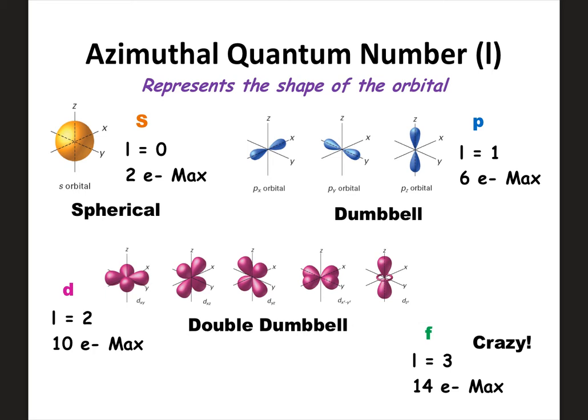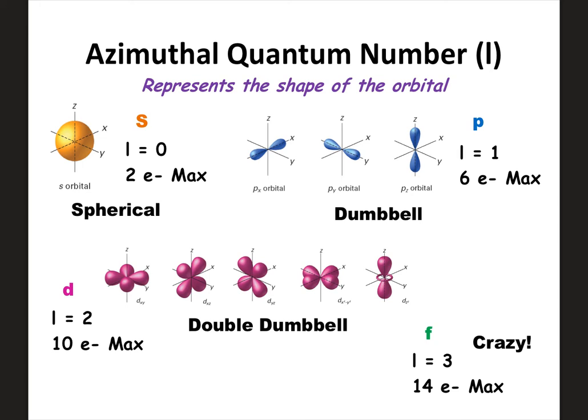We know that all that happens here is you go from S to P to D to F. Your L values just go up by 1. So if you were in a P sublevel, your azimuthal quantum number would be 1. P's hold 6. They're a dumbbell shape. D's have an L value or an azimuthal quantum number of 2. They can hold 10 electrons at the most. They have a shape of a double dumbbell. And F's have an L value of 3, 14 electrons at the most, and we don't care about the shape.